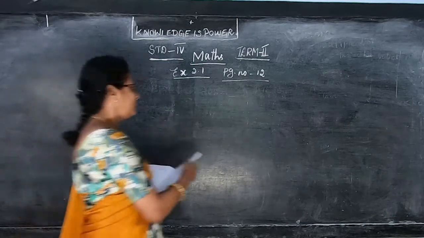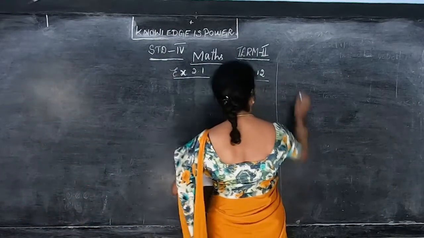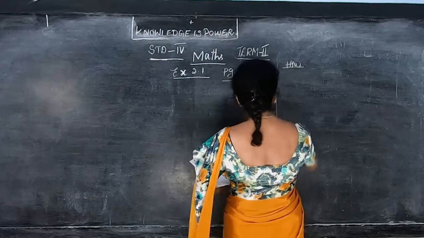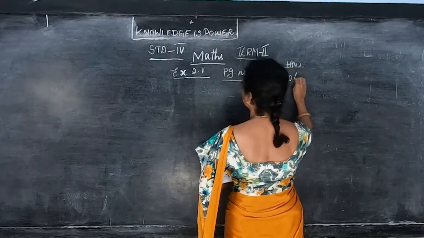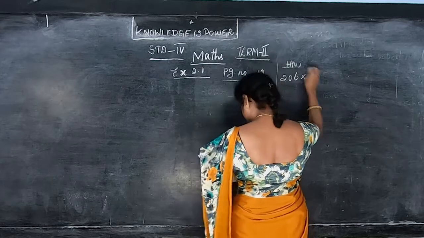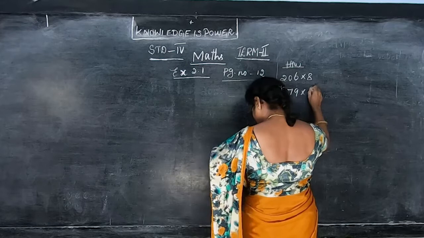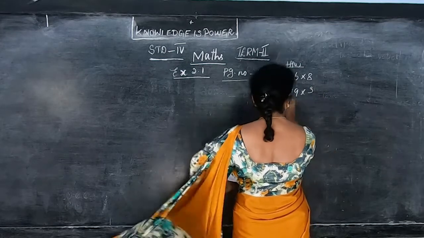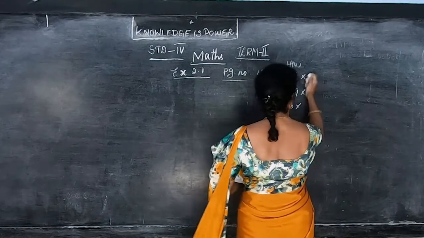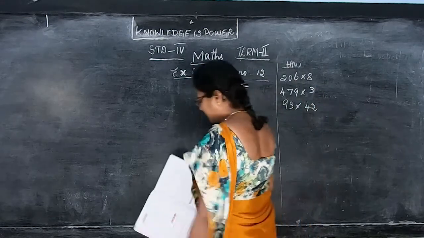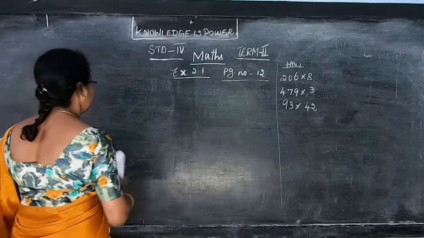Shall I give the homework? Will you do it by yourself, children? This is the homework for you: 206 into 8, then 479 into 3, then 93 into 42. This is the homework you have to do. Now we are going to do the next one, the problems.